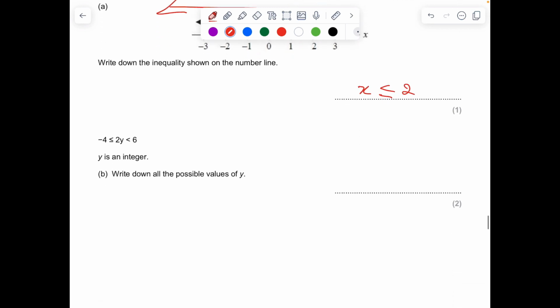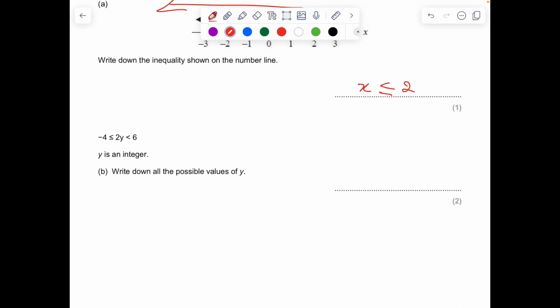Right, write down all the possible values of y. Some of you ignored the fact that it said integer, so that is a whole number. It can be positive or negative, but it has to be a whole number. Some of you put decimals and fractions in there. It's got to be a whole number.